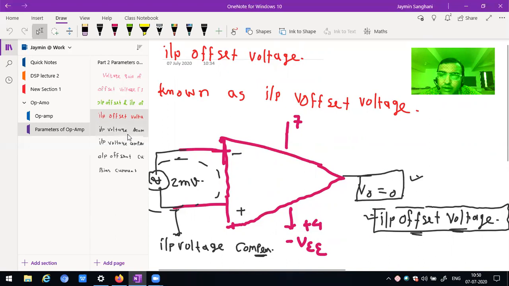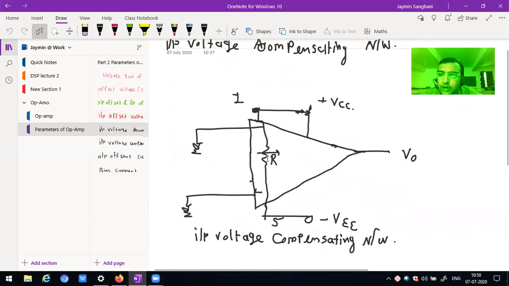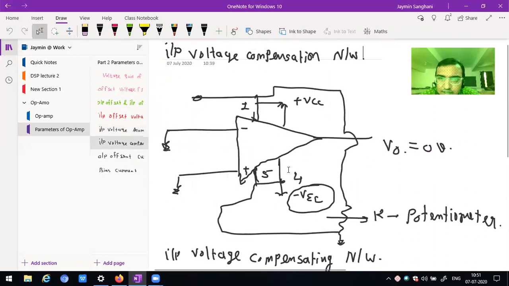And what is the meaning of input offset voltage? Compensating network: one potentiometer can be connected at pin number 1 and pin number 5 of the operational amplifier. At that time we can get the output voltage equal to 0. I have written here that the output voltage is equal to 0. That's why it is known as the input voltage compensating network. Here we can apply the circuit in such a way that we get the output voltage equal to 0.